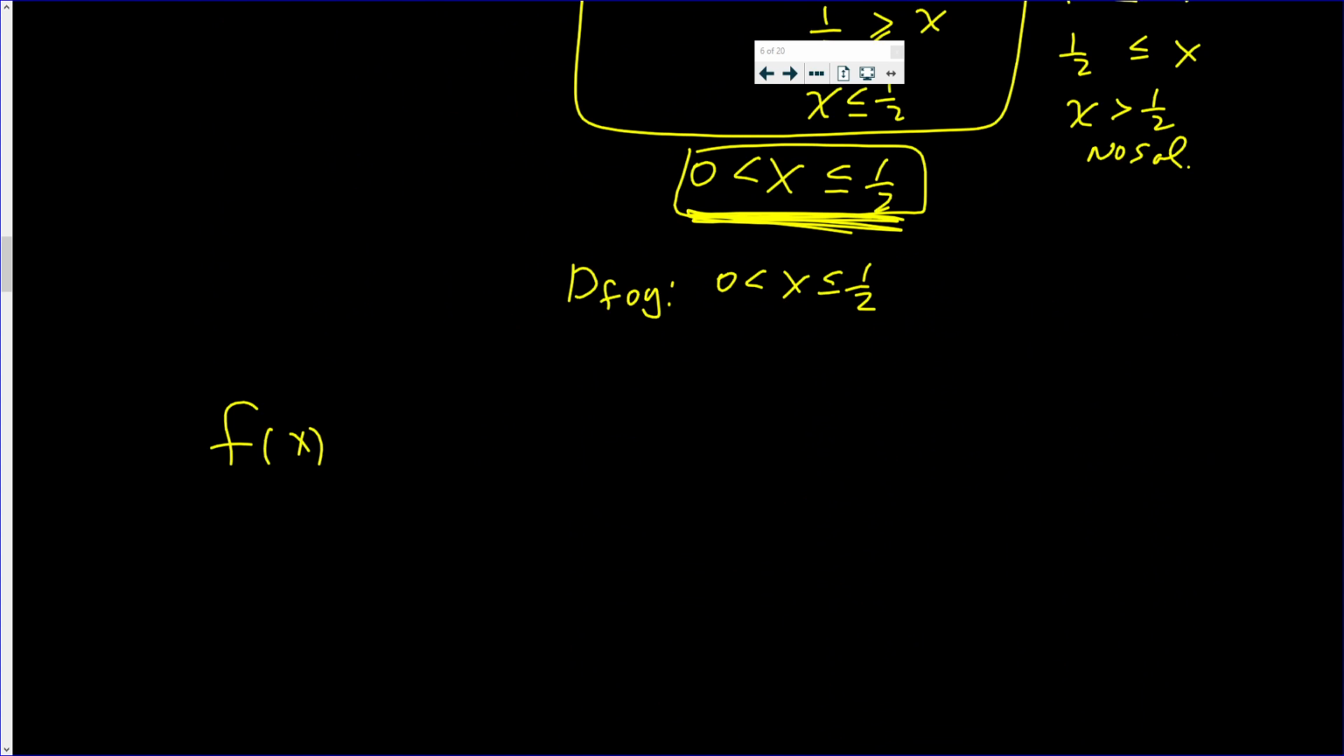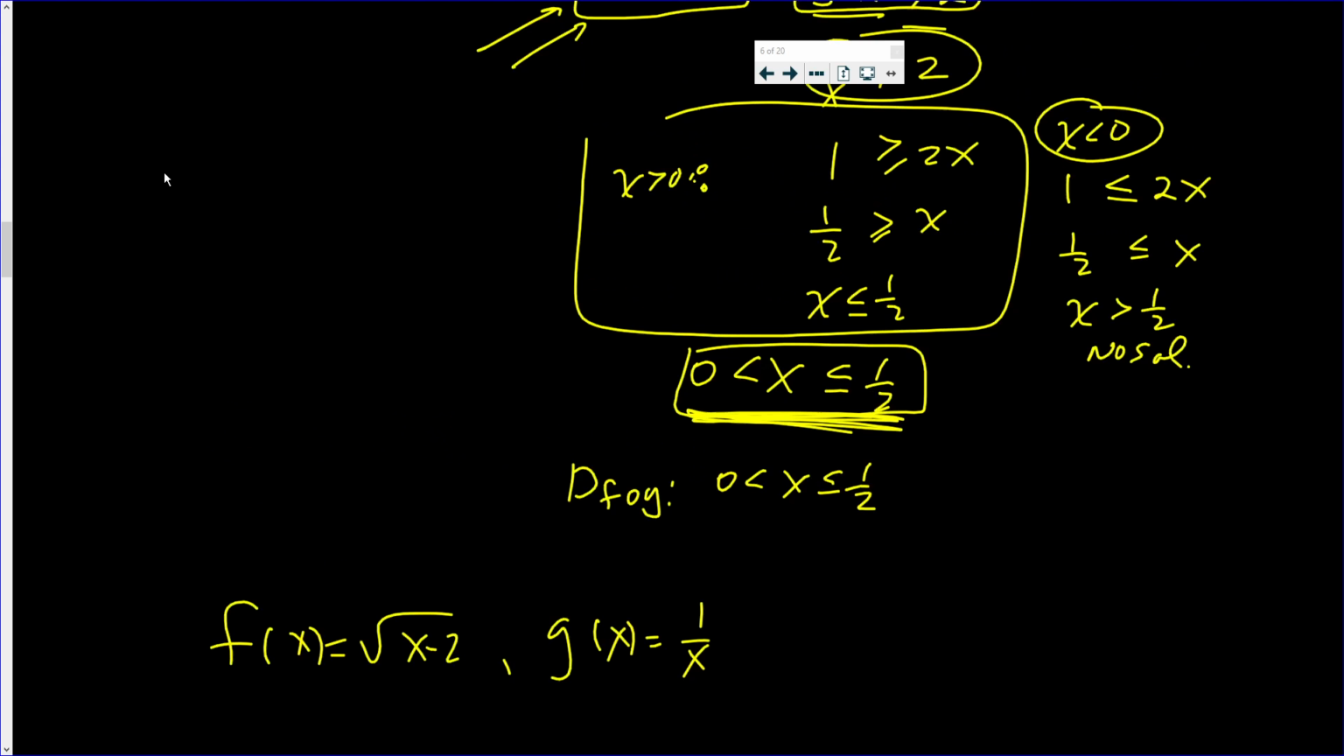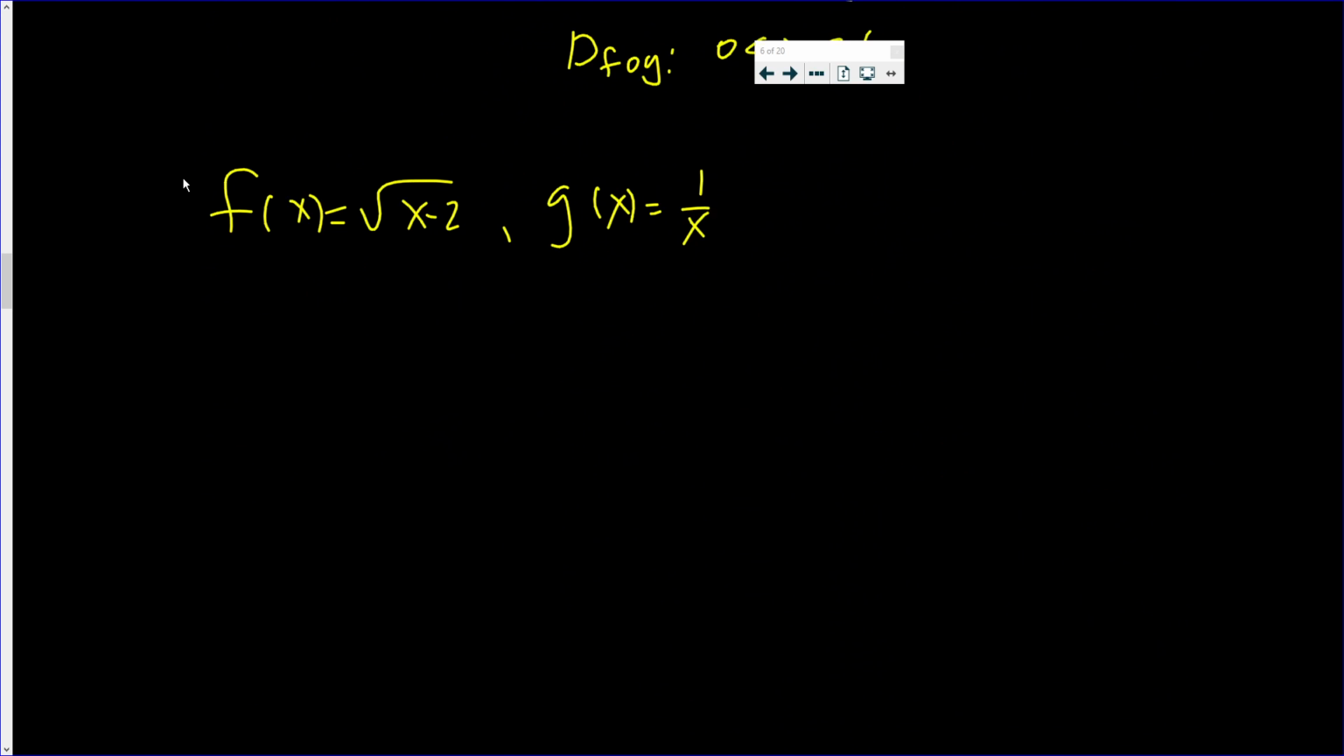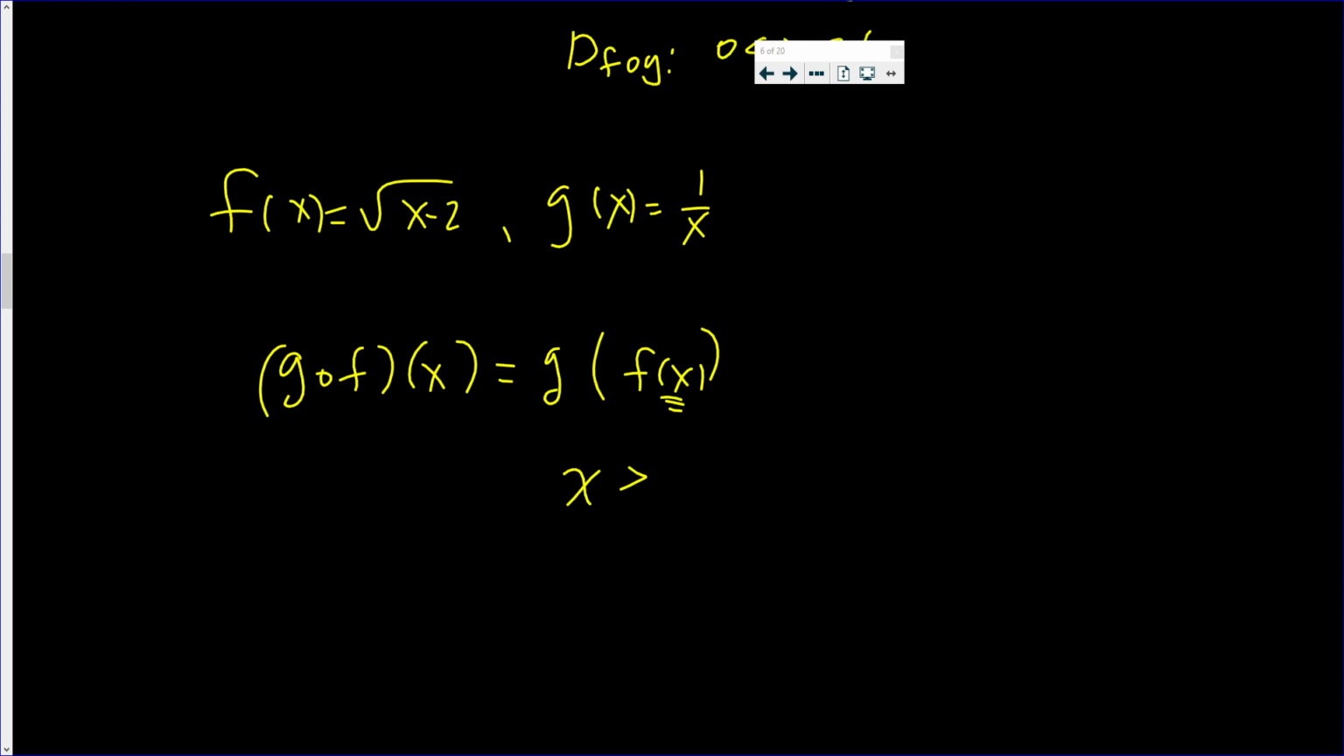Let's look at it the other way. f of x is the square root of x minus 2, and I think g of x was 1 over x. What about the g circle f function, g circle f of x? So this is g of f of x. Well, I'm taking f of something, and whatever I take f of, it must be at least 2. So x is at least 2.